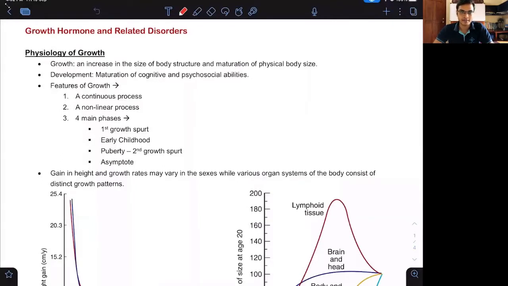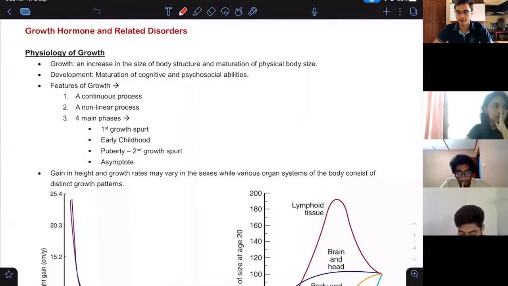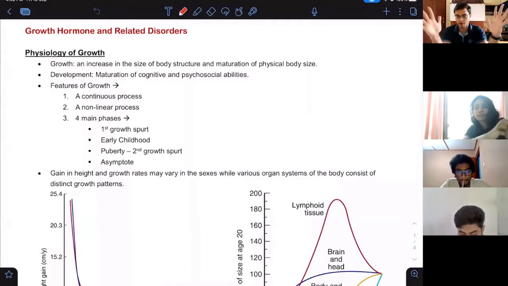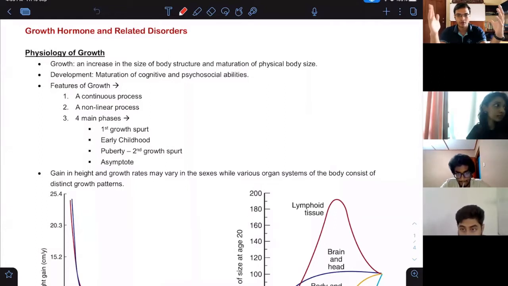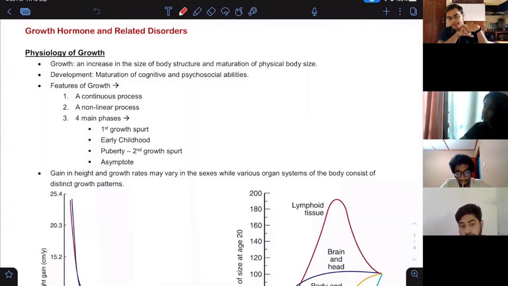Can you all see the screen, guys? Give me a second. There we go. Okay. Look at this, guys. So we'll start off with the basic physiology, then we'll go to the disease, right? So we are mainly going to talk about acromegaly and gigantism today. These are growth hormone related diseases, right?